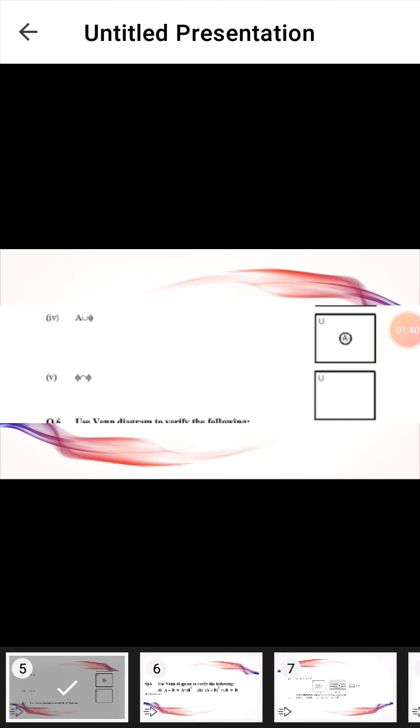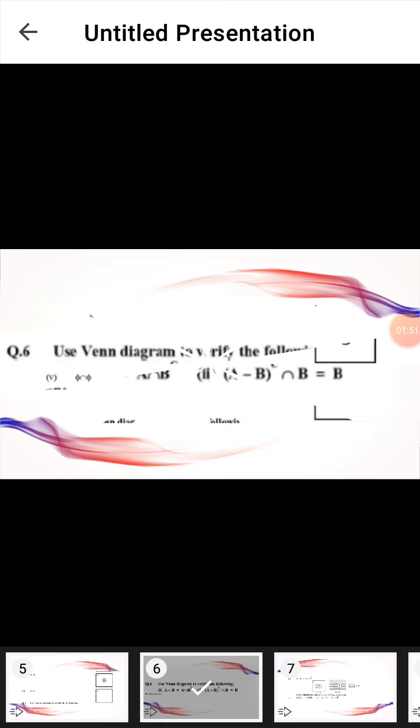Empty set means a set which has no element, but A has some elements, so we just put points on the A subset. And the fifth part, phi intersection phi. In this diagram there is no point, because it just includes the universal set. Phi intersection phi is also phi.